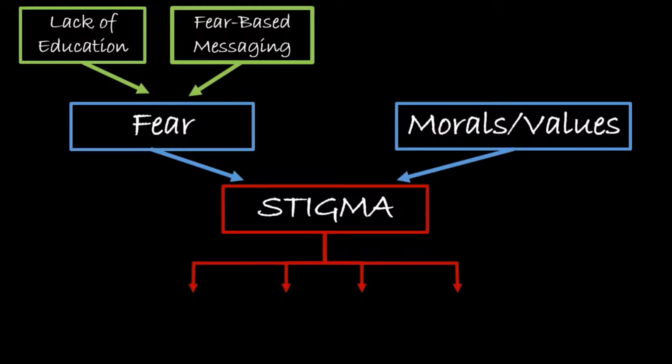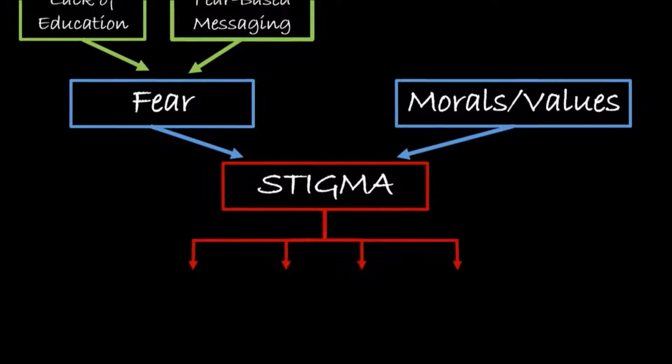All right, welcome back. So in the previous video, we talked about how fear and morals and values are primary drivers for HIV-related stigma. But now let's talk about what the forms of stigma are. You were probably wondering, well, Sahil, what does that stigma look like in communities? So now that we know what the sources of stigma are, what is that stigma? What does it look like?